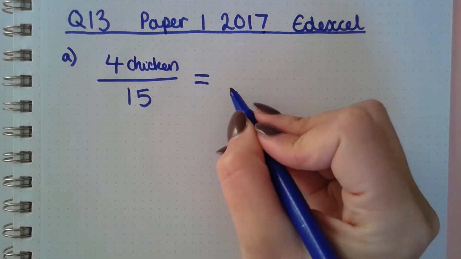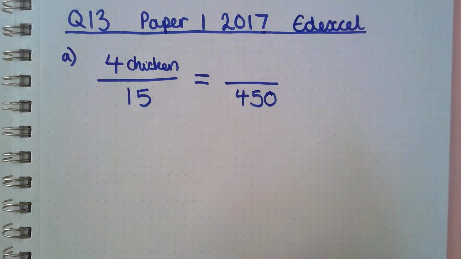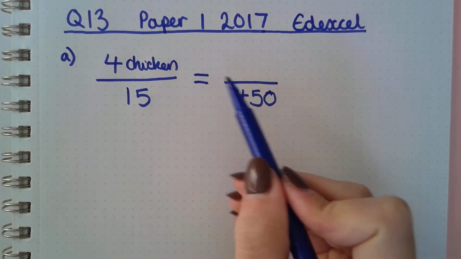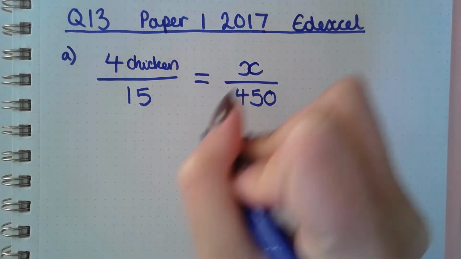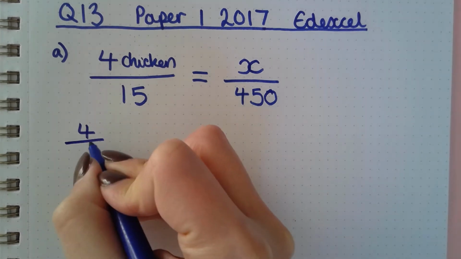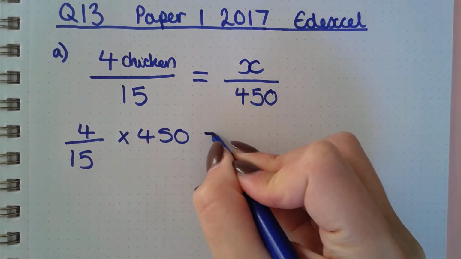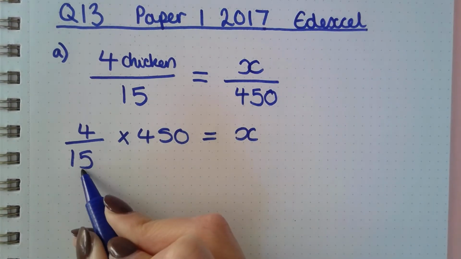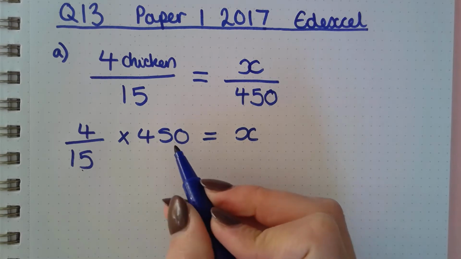Well, we know that 450 were made that day. So these must be equivalent fractions. We want to find this amount, so I'm going to let it equal x. So I've got 4 over 15 times by 450 gives me x. I know 15 goes into 45 3 times, so it must go into 450 30 times.